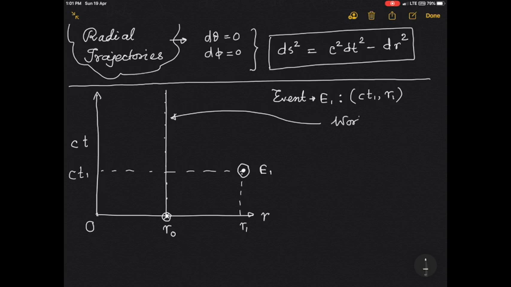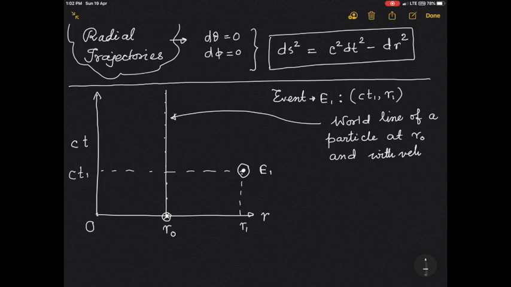This is the world line of a particle at r0. So what is the velocity of the particle? It is 0, right? Because it is always at r0, it doesn't move.